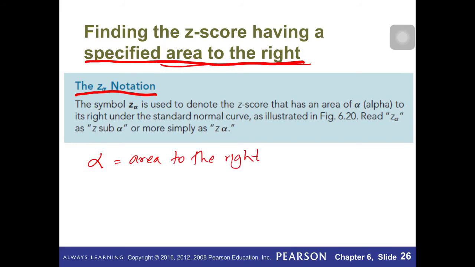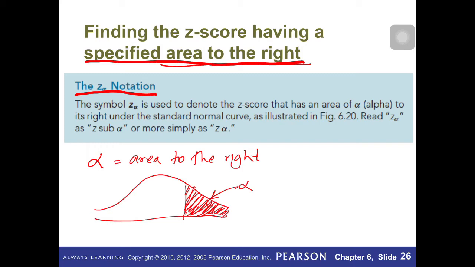So in any case, if you see alpha, that means you have to consider the area to the right, which means from that value to the right-hand side. It's something like this. This alpha means the area something like this. This is your alpha. Don't forget this. This is really important. You have to keep this in your mind. Alpha always measures the area to the right.